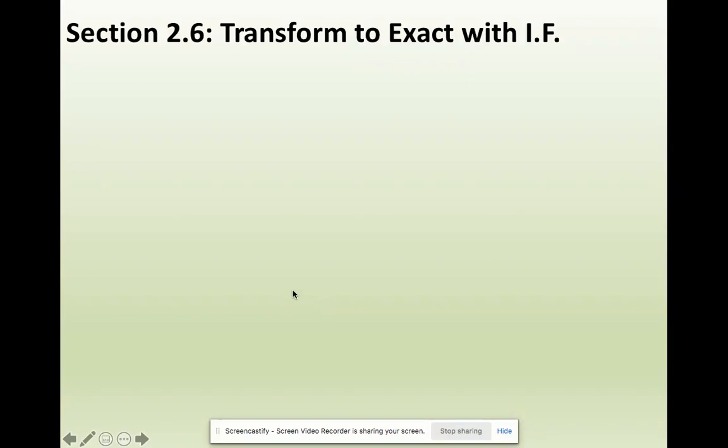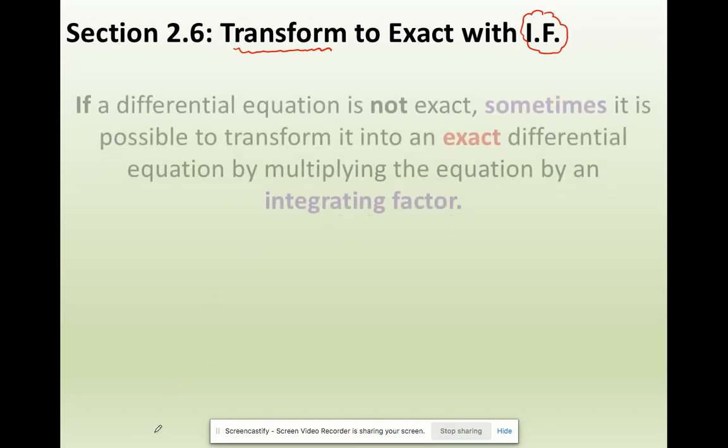Okay, kids, time for the last topic of chapter 2. 2.6, transforming to exact. That means we want to use our exact differential equation method to solve, but we can't do it because the mixed partials aren't the same. So we're going to learn how to transform when possible. And we're going to use the integrating factor, right? Integrating factor is something we have done before with linear differential equations.